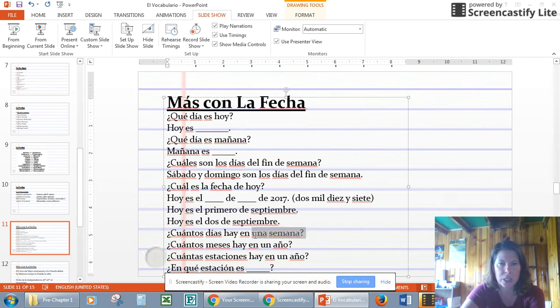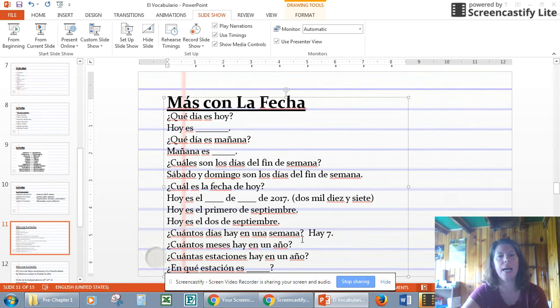A few more questions. ¿Cuántos días hay en una semana? How many days are there in a week? And you would actually answer with hay 7 días en una semana. I'll just put hay 7. We'll talk about this verb because this is an irregular one. It's really strange, but what it just means is there is or there are.